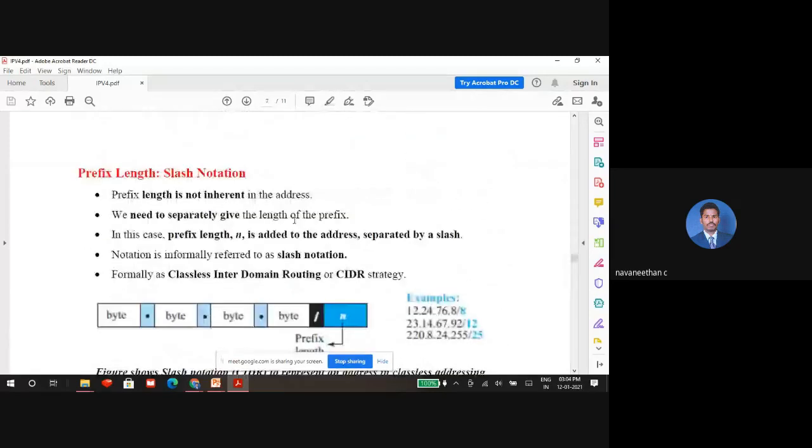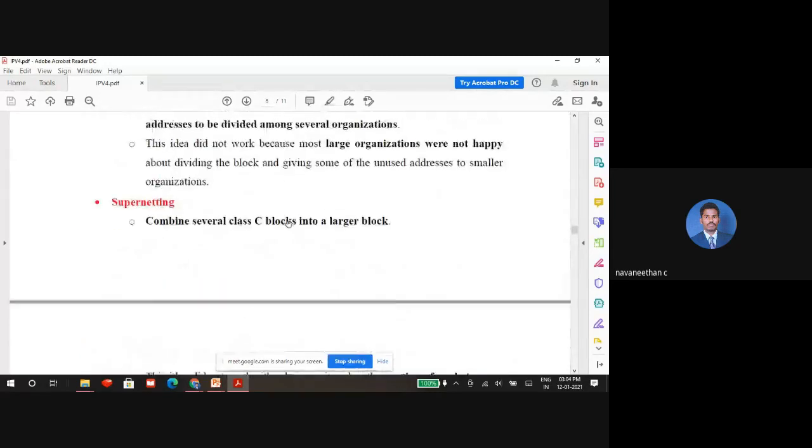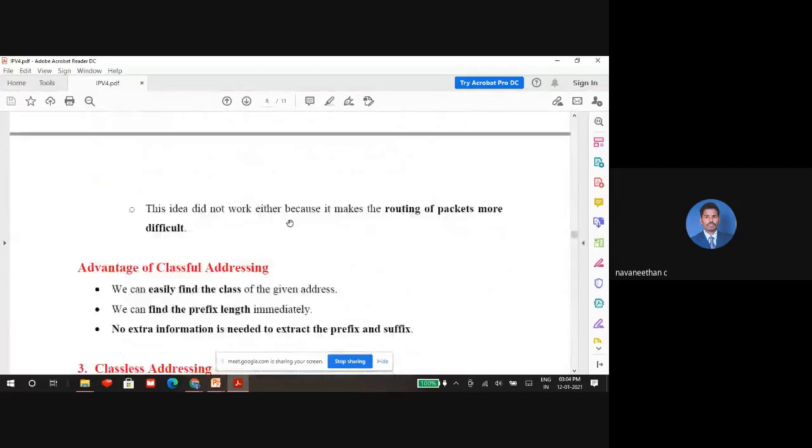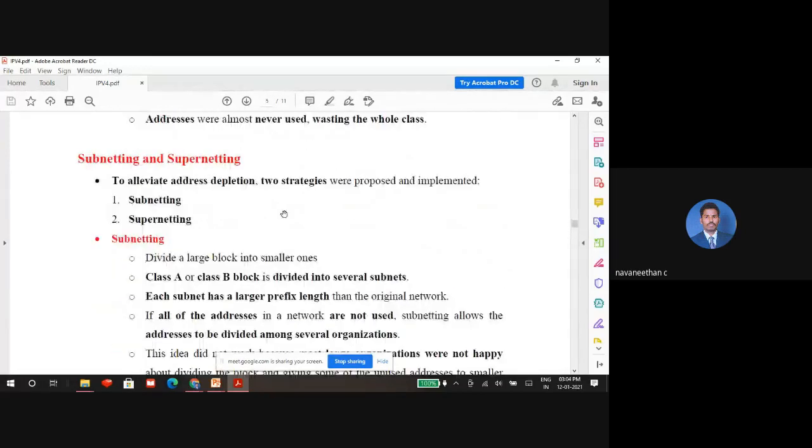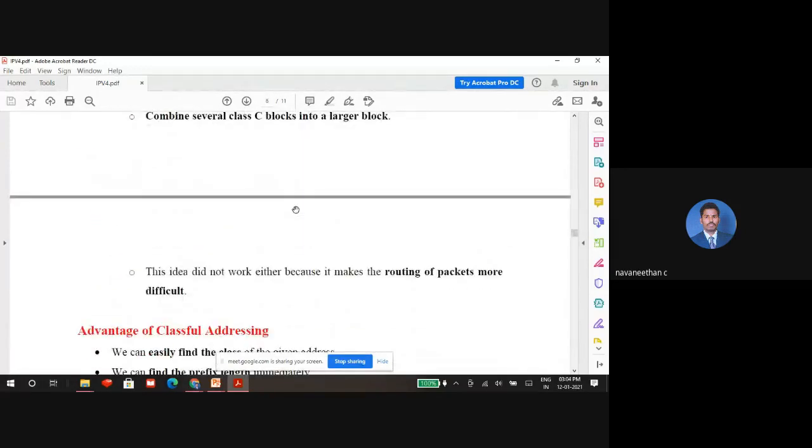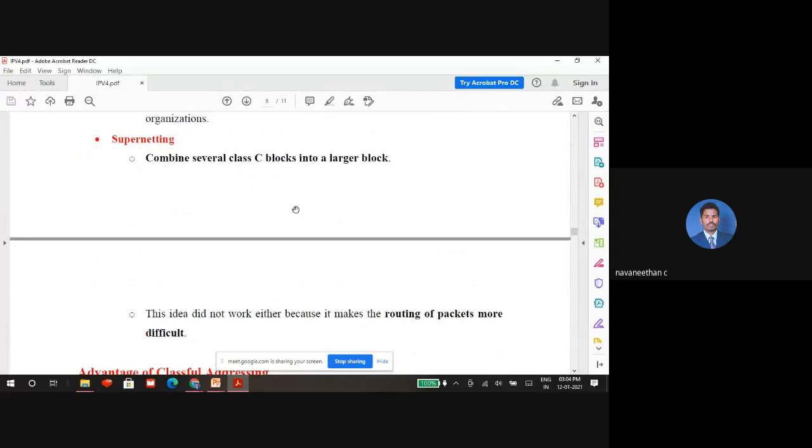I think you might not have studied all these things, apart from subnetting and supernetting. Subnetting and its vice versa, the supernetting concept, is basically where we combine networks, with respect to classful addressing. But we are not going into this in much more intrinsic detail.